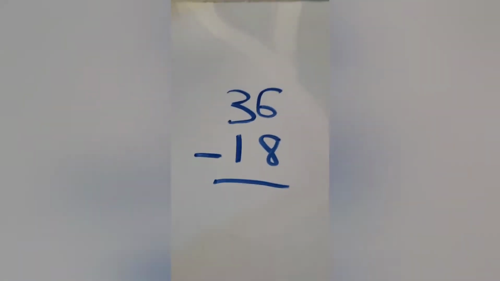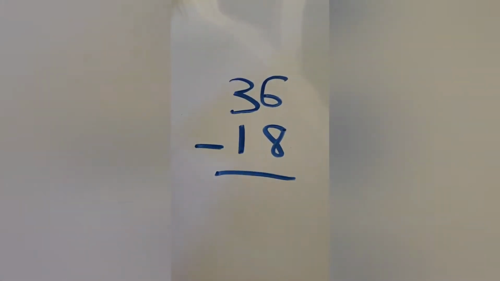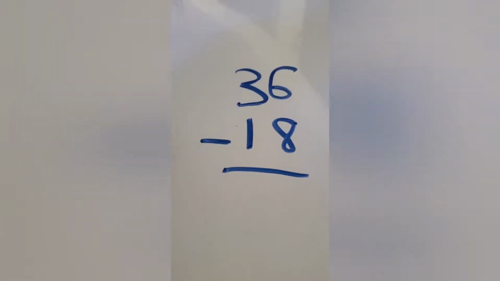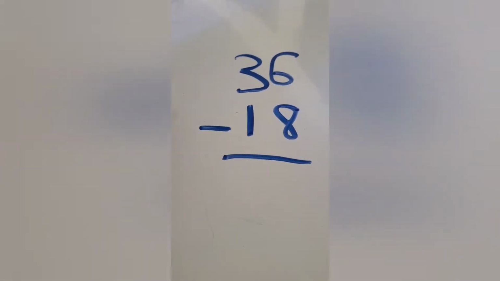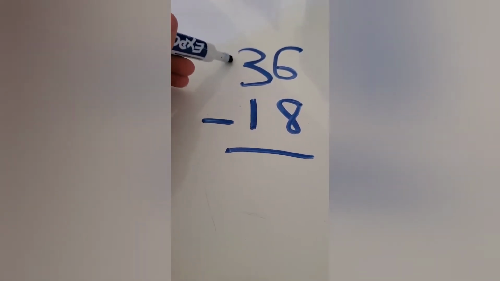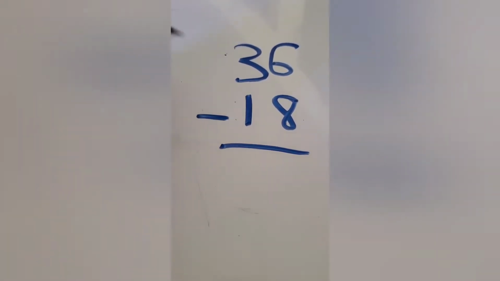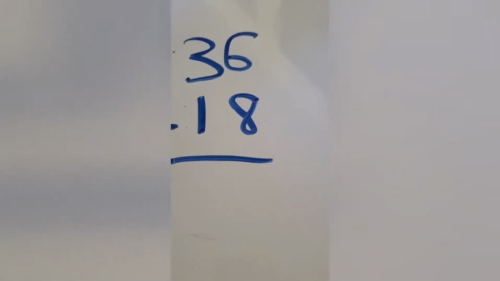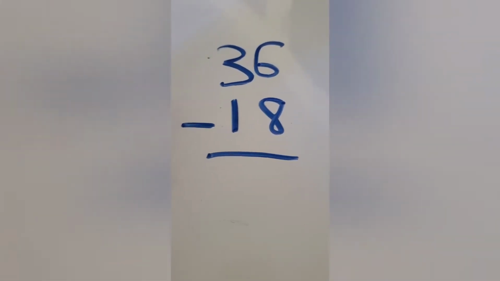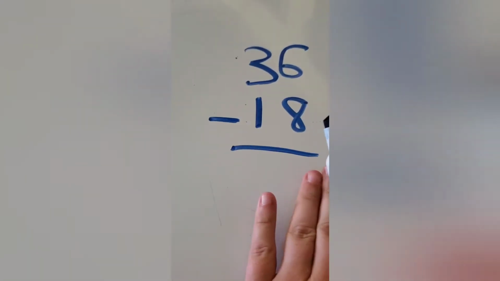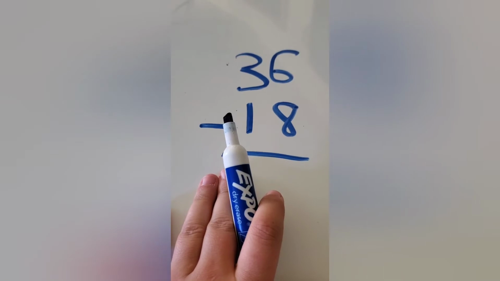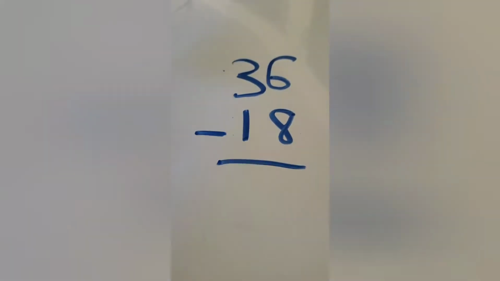So I have 2 numbers here. I have 36 and 18. And remember, when you subtract numbers, the bigger number goes on top and the smaller number goes on the bottom. Okay, and remember, when we subtract, we always start with the ones place and then move on to the tens place.